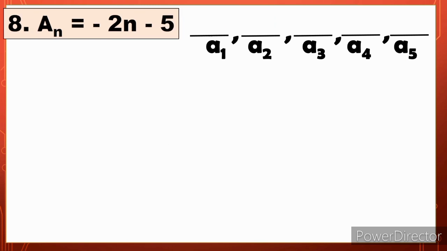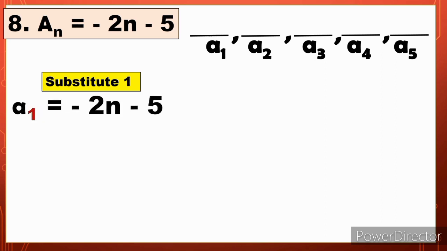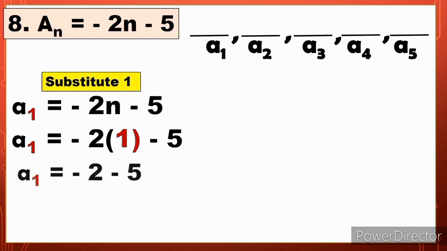Okay, so let's have number 8 equation, which is a sub n equals negative 2n minus 5. To find the first term, we substitute 1. So, a sub 1 equals negative 2n minus 5. So, papalitan natin yung n ng 1. So, it becomes a sub 1 equals negative 2 times 1 minus 5. So, simplify, negative 2 times 1 is negative 2. Therefore, we have a sub 1 equals negative 2 minus 5. Then, the answer is negative 2 minus 5. The answer is negative 7. So, ang a sub 1 natin is negative 7.